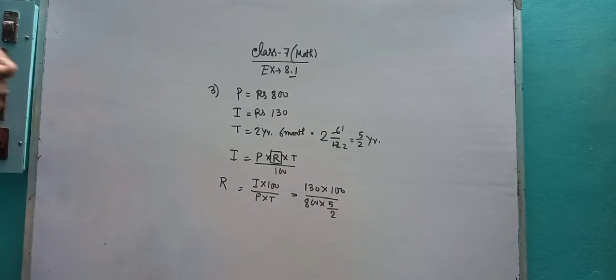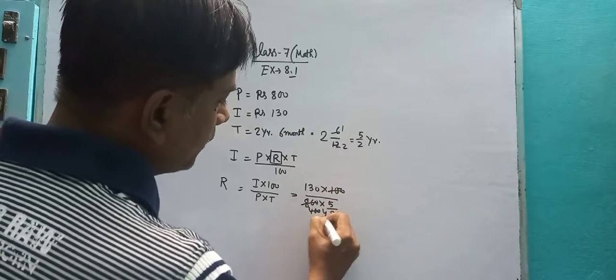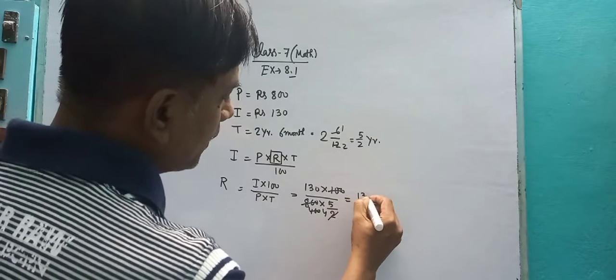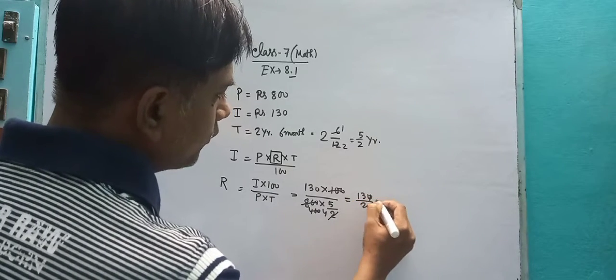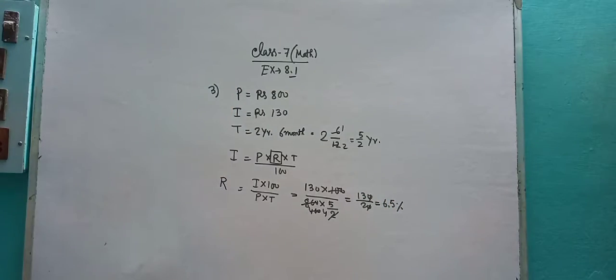So you can do the cancellation here. 2 fours are 8, 4 times. Whatever you get, 130 by 20, the 0 cancels, that means 6.5%. So 6.5% is your answer. Hope you have understood this part and are not facing any problem. Go through it properly, do your calculation step by step, then you will not face any problem.